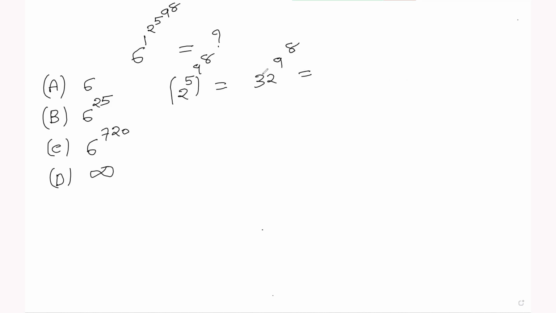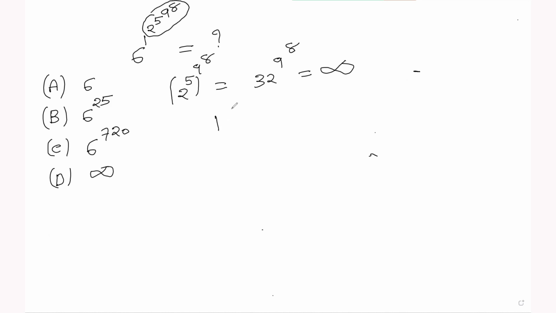If we try to work out 32 power 9, that's going to be a very, very big number. And again, that big number power 8 is going to be a super big number, which is going to be infinity. So this answer is going to come infinity. Now, this part 2 power 5 power 9 power 8 is infinity.